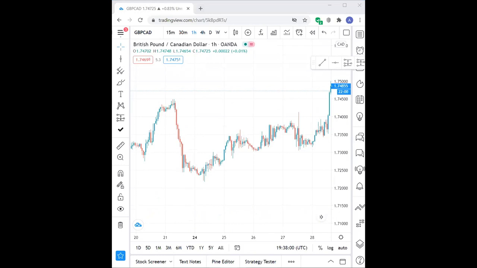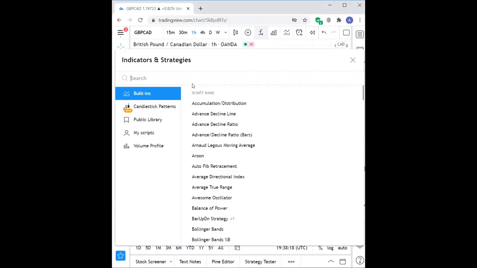Okay. So the first one is moving averages. Moving averages, MAs, are categorized as a lagging indicator because they are based on historical data. Buy and sell signals are generated when the price line crosses the MA or when 2 MA lines cross each other. So let's come here. We'll type moving averages.